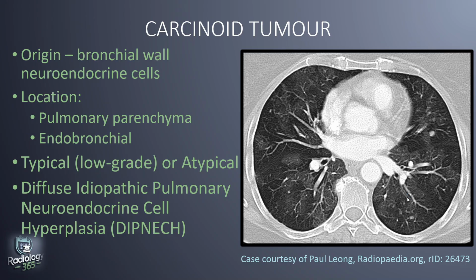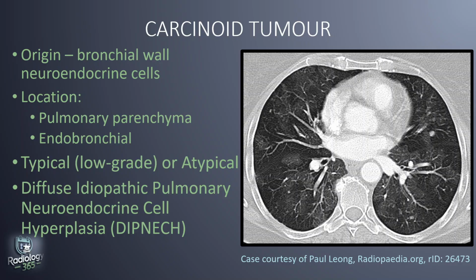Neoplastic carcinoid cells originate from neuroendocrine cells in the bronchial walls. Carcinoid tumor can either present as a pulmonary nodule within the pulmonary parenchyma, usually in up to about 20% of cases, or it may present as an endobronchial lesion within the main bronchi or the segmental bronchi, a more central location. Because of its location, it can cause obstructive atelectasis. When the endobronchial tumor blocks the bronchus completely, the affected lung segment or lobe may collapse.